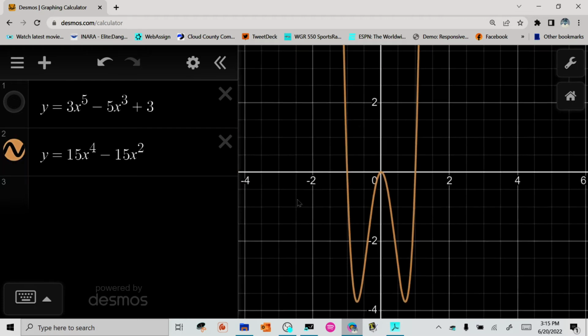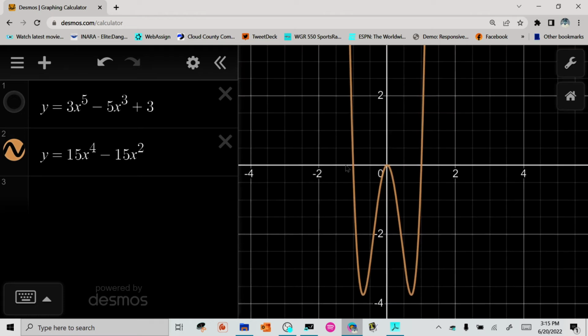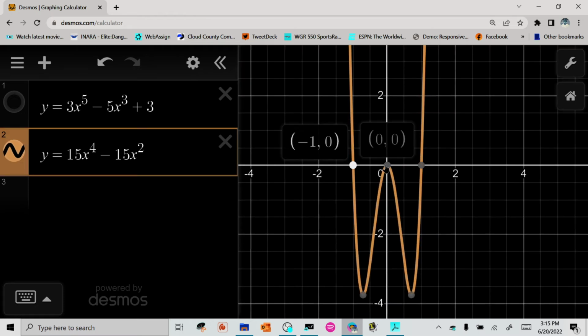One thing I want to point out is that this derivative function represents the slope of the tangent line at any point. Let me say that again more clearly and very slowly. This derivative, the function 15x to the fourth minus 15x squared, represents the slope of the tangent line of the original function at any given x value that I input.